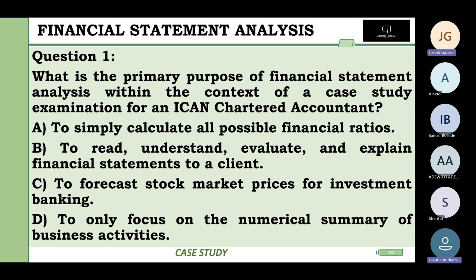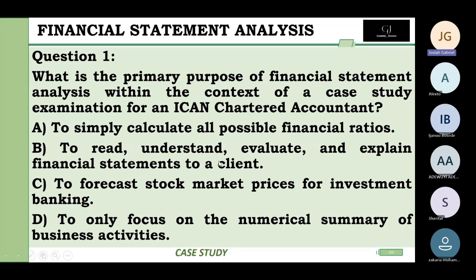AA, what's your pick? B, sir. All right, AT, what's your pick? Okay, B. All right, IB, what's your pick? ZM, B for me. SH, what's your pick? B, sir. All right. Everybody went for B. Okay, we'll see on Judgment Day.